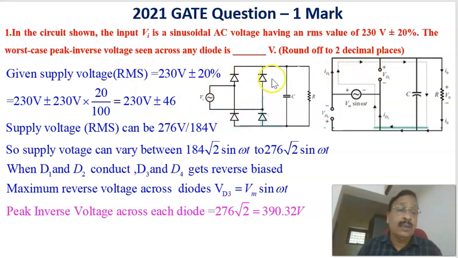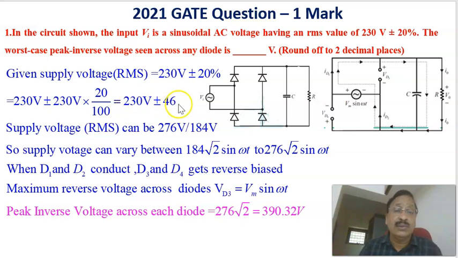That's the question. This is a circuit diagram of a single phase bridge circuit, and the input voltage is equal to 230 volt plus or minus 20%. This is the RMS value. RMS value means, magnitude wise, 230 volt plus or minus 20% of 230 volt. 20% of 230 volt is 46 volt. Therefore, 230 plus or minus 46.